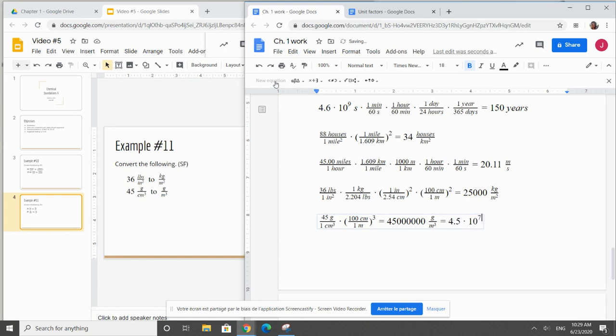That just looks more elegant to me, but there's not a specific rule for when you have to do it and when you don't. Sometimes your calculator will give it to you in scientific notation. You don't have to take it out of scientific notation.